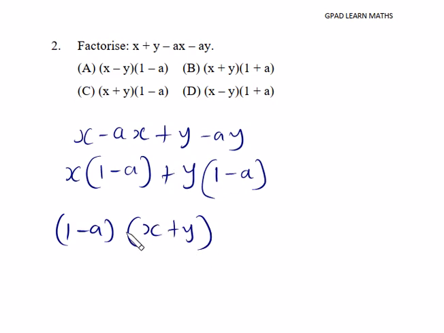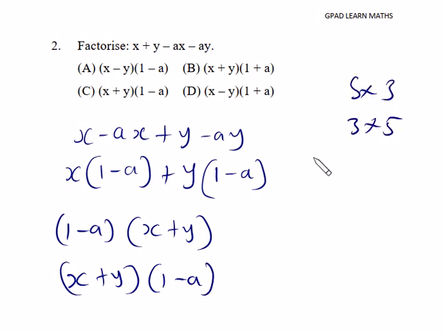Looking at the options, you realize that you will not see it in this form, but it can also be written like this: x plus y in bracket and 1 minus a in bracket. It's like saying is 5 times 3 the same thing as 3 times 5, of course. So you can rearrange it like the way I have done. So that brings us to choosing the answer, which is option C, x plus y and 1 minus a.